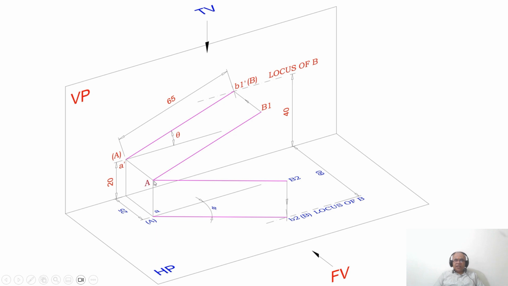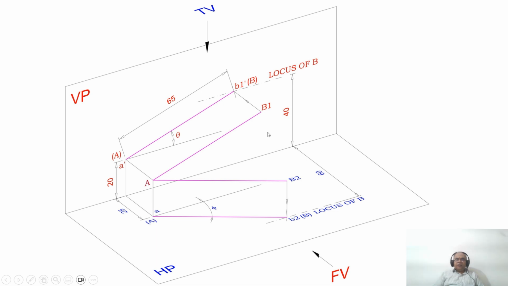Now he says end A is 25 mm in front of VP. So you can see that the distance from this point to here is the capital A, which is in front of VP. So here you can see the distance. When you look from the top view, that image is going to fall on the horizontal plane.